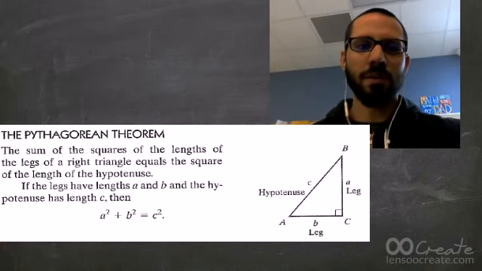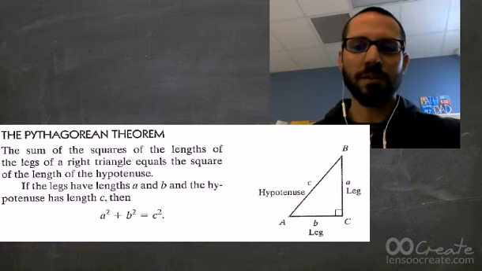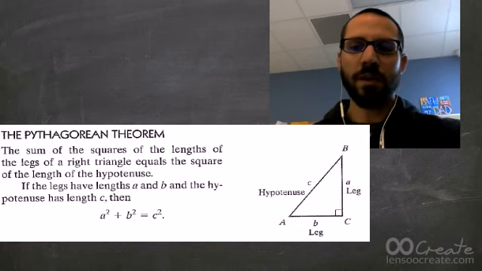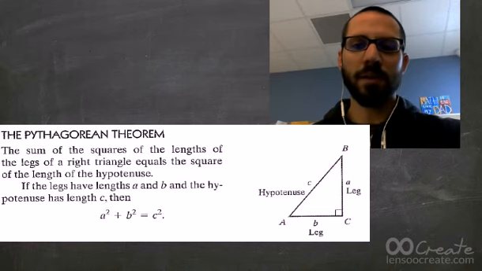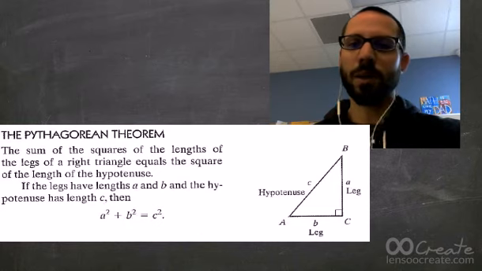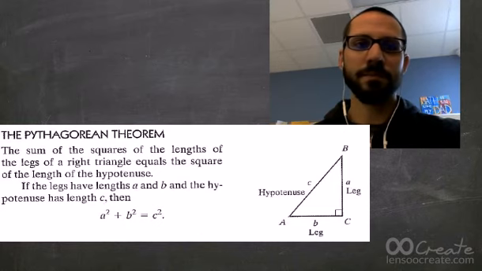All right, next thing in geometry is our Pythagorean theorem. The sum of the squares of the lengths of the legs of a right triangle must equal the square of the length of the hypotenuse. So here's our legs, and the side opposite the right angle is always the hypotenuse. So our Pythagorean theorem is leg squared plus leg squared equals hypotenuse squared, or a squared plus b squared equals c squared.